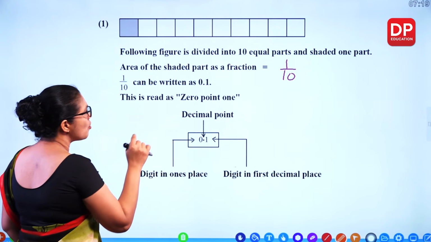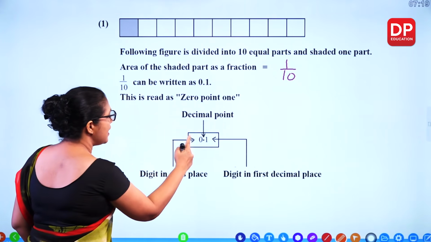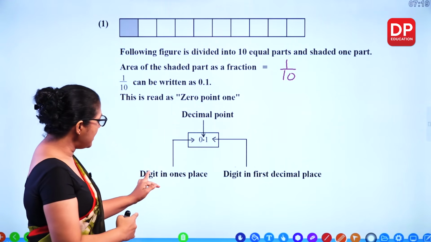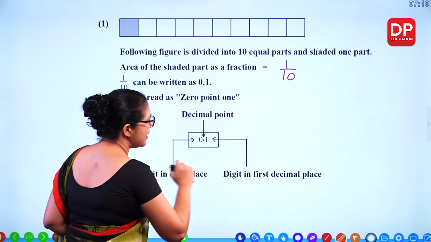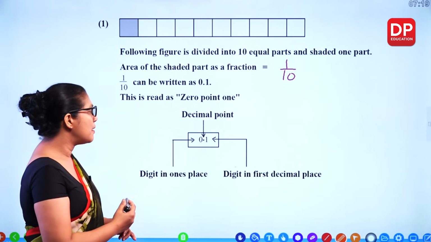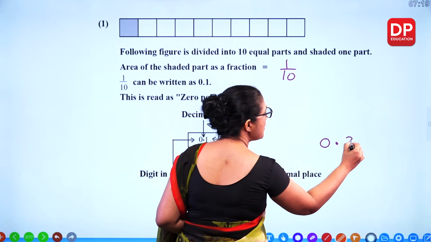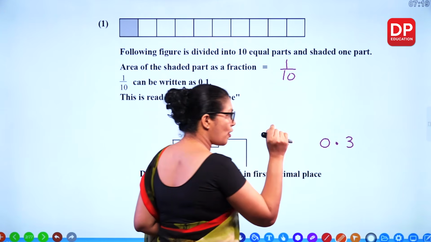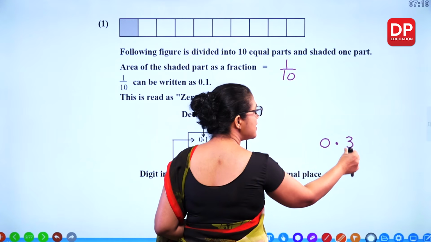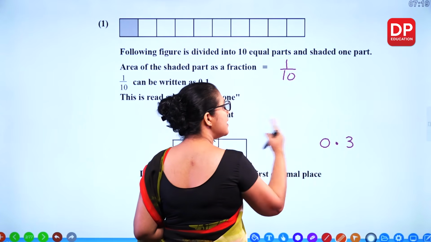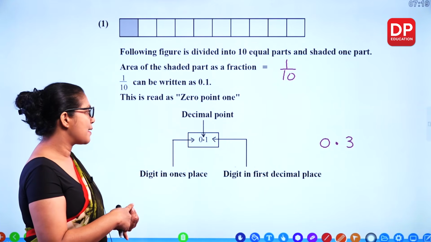That's how we read 0.1. So what does this mean? This is the decimal point. And here to the left hand side, it's the digit in ones place. And to the right side, that's the digit in the first decimal place. So when you take any number 0.3 something, you need to know what this point is. That's the decimal point. And towards right side, this is the first decimal place. And these are the ones place, tens place and hundreds place.